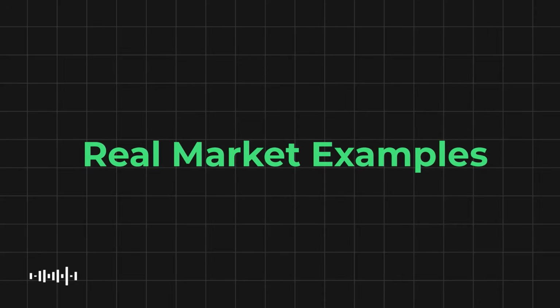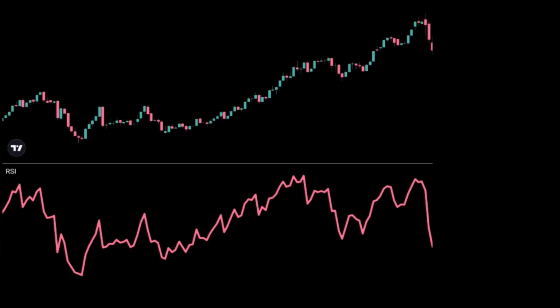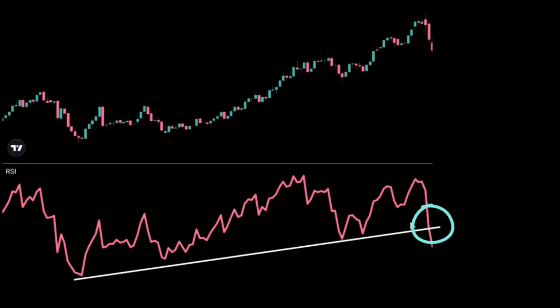Real market examples. Now let's see how traders can actually use this signal on a real chart. In this chart, the market has been trending upward for some time. The price is making higher highs and higher lows. During this move, the RSI is also moving upward. If you connect the rising lows of the RSI, you can draw a trend line that shows the direction of the bullish momentum. Now you should pay close attention when the RSI approaches this line again.